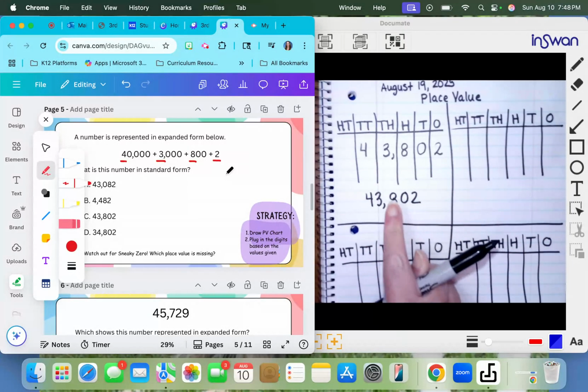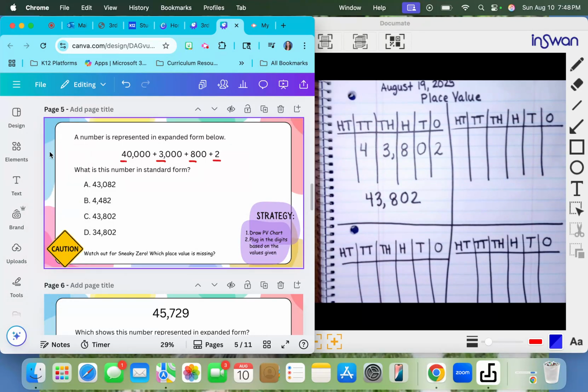43,802. So here we have the standard form, our number written with the digits. Now we need to see which answer choice has a number that matches our number. Look at them closely. Sometimes the digits can look similar, so look real close at every place. Can you tell which one matches our number in standard form?